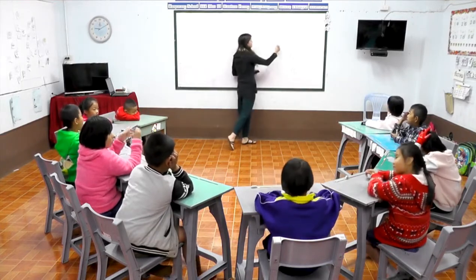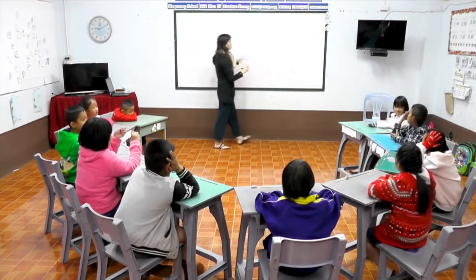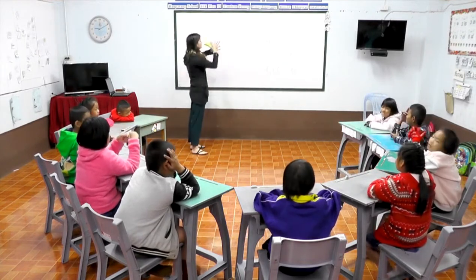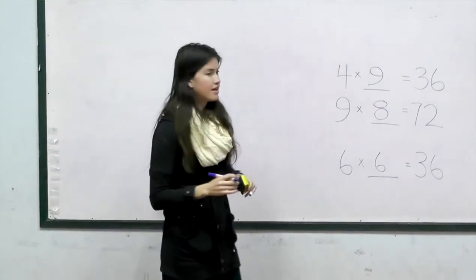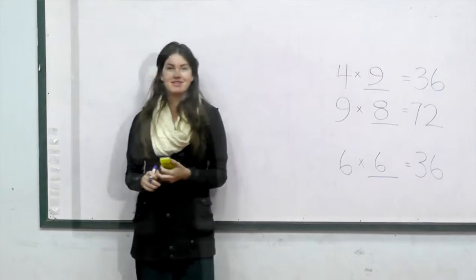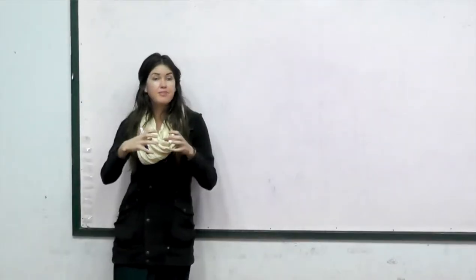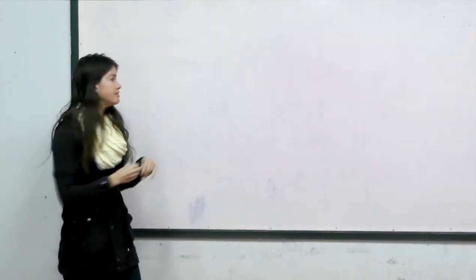We can use our finger trick on that one. 4 times 9. Count 1, 2, 3, 4. 3 and 6 on this side, so it's 36. Good job, friends. But we're going to do a little bit of grouping for our division warm-up too.